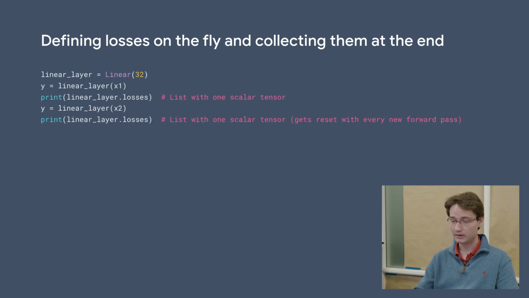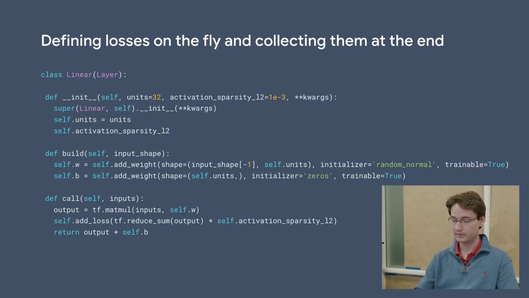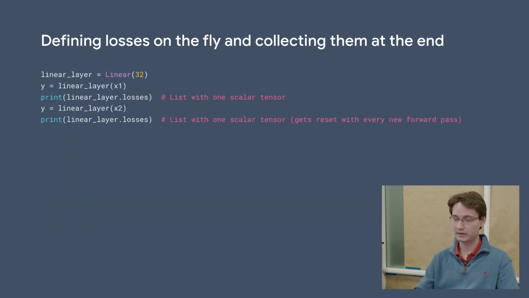And when you have a layer like this, every time you call it, the scalar tensor that you added in this add_loss call is going to be tracked in this layer.losses list. And every time you call the layer, this gets reset. When you have nested layers, the outer container is going to keep track of the losses of the inner layers. And you can call the inner layers multiple times. It's not going to reset the losses until you actually call the outer container.